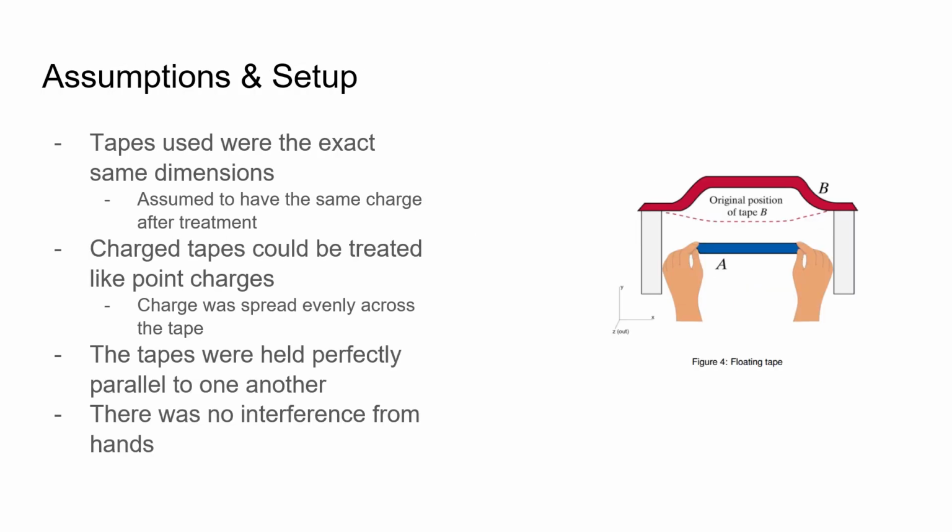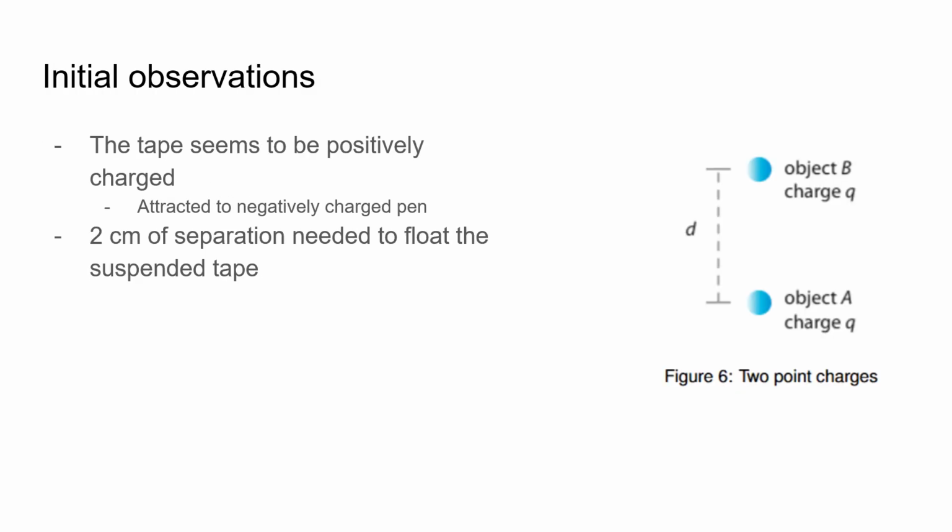So some initial assumptions for the setup, that the tapes were the exact same dimension. This would allow us to treat them with the exact same charge. The charge tapes can also be treated like point charges. The assumption there is that the charge is evenly spread across the tape. And two more important assumptions was that the tape was held parallel to one another and that there was no interference or loss of charge from the hands.